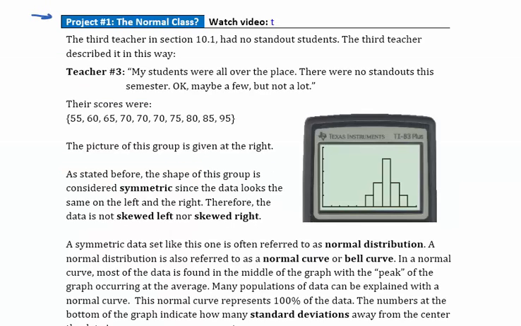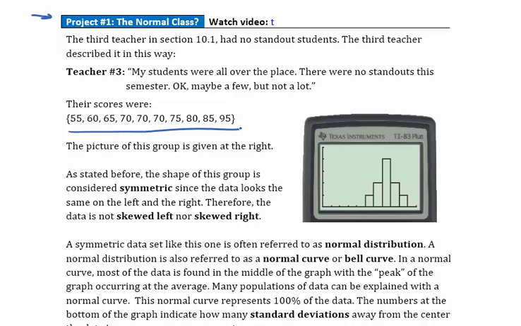First project here. The third teacher in section 10.1 had no standout students. The third teacher described it in this way. Teacher number 3: My students were all over the place. There were no standouts in this semester. Okay, maybe a few, but not a lot. Here are their scores.